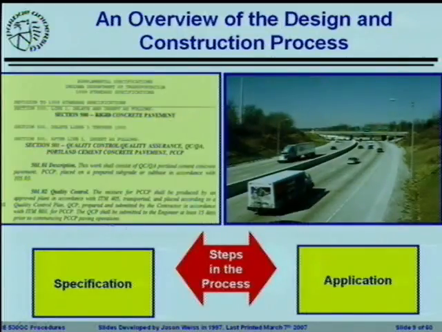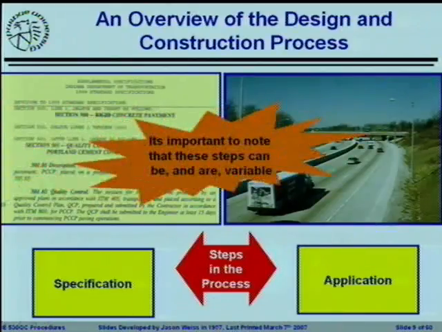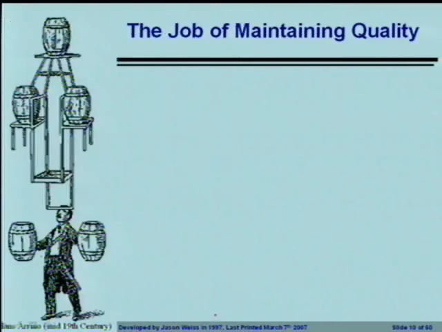Now, I will say that there are several steps in the process between specification and application. All right? And many of these steps can be variable. So we could go back to one of the hardest jobs out there: making sure that you're getting exactly the same thing produced every single day. To help us keep in mind what every ready mix quality control specialist is dealing with every day, we will break out the 18th or 19th century picture of our good friend Hans Areno. And Hans Areno was a water equilibrist.